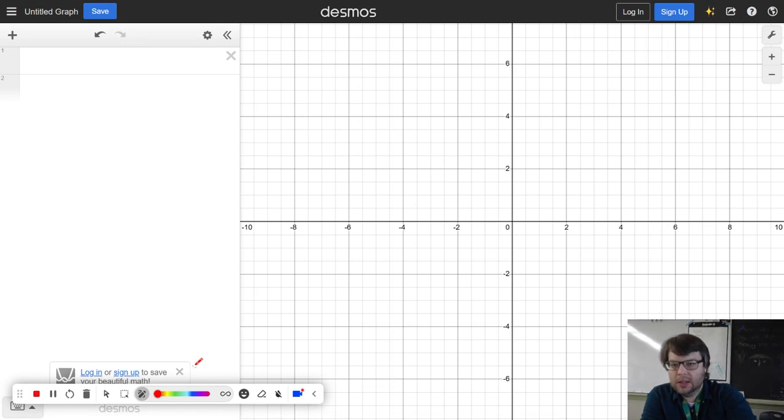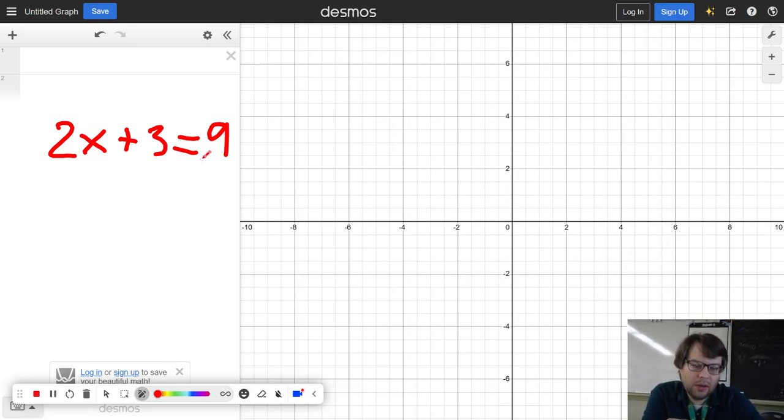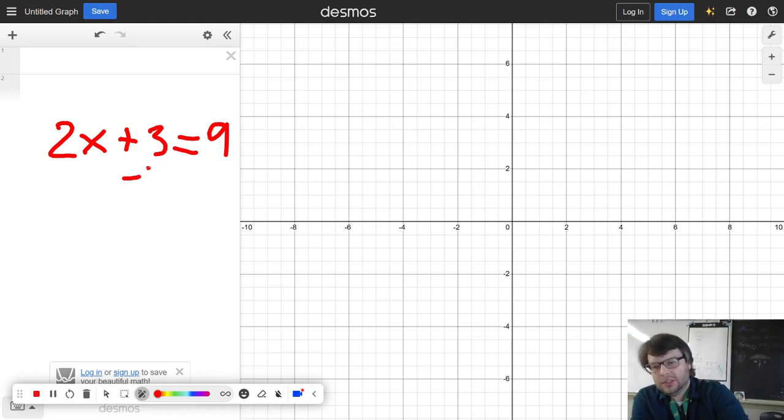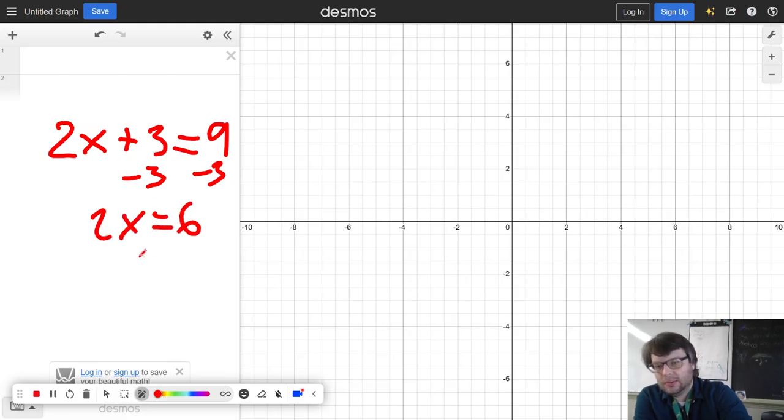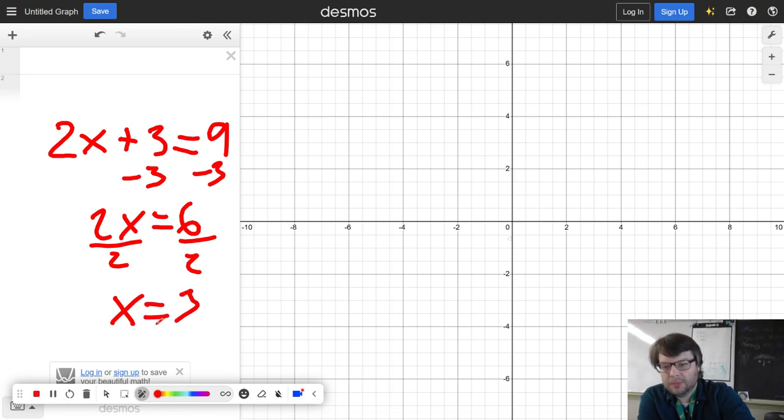Let's say it's a two-step equation, something like 2x plus 3 is equal to 9. If I wanted to solve this, I'm trying to figure out what number can go for where x is. What number can replace the letter x to make it true? And if I do some algebra, by canceling the 3 on both sides, canceling the 2 on both sides, I can get x equals 3.